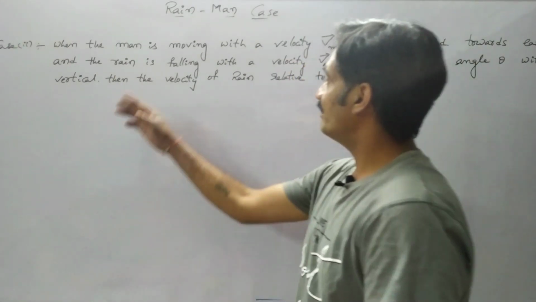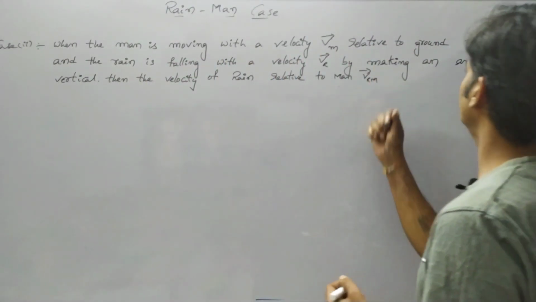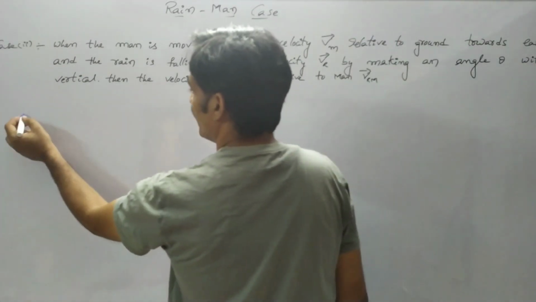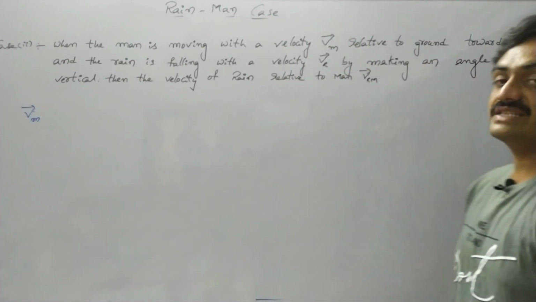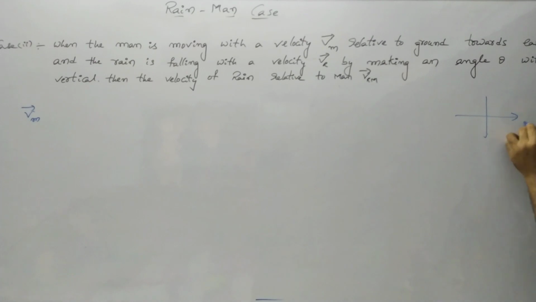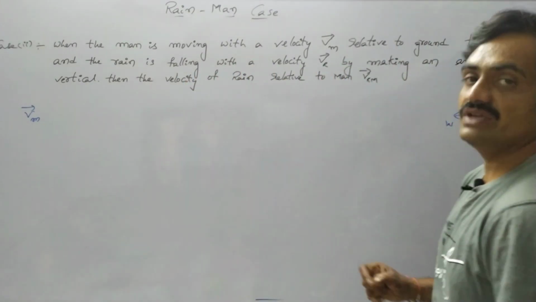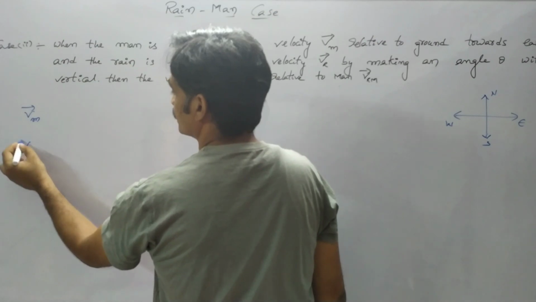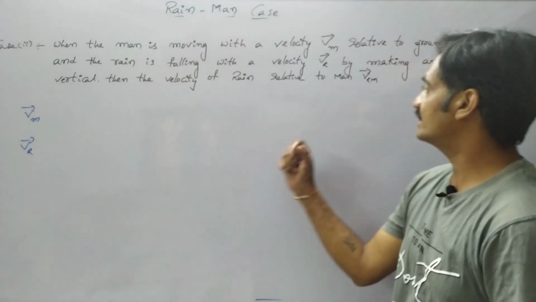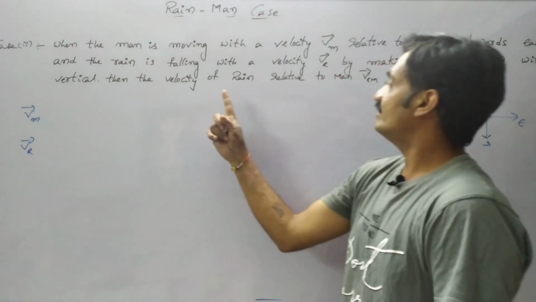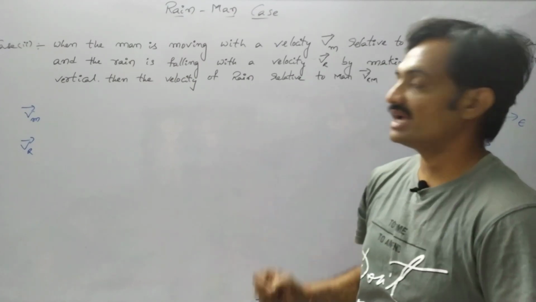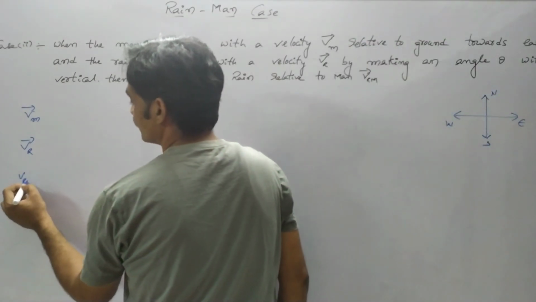Observe the next case. The man is moving with a velocity v suffix m relative to the ground. So the velocity of the man with respect to ground is represented as v suffix m towards east. Here let us represent the directions as east, west, north and south. And the rain is falling with a velocity v suffix r relative to the ground, making an angle of theta with the vertical. Then the velocity of the rain relative to the man is represented as v suffix rm.